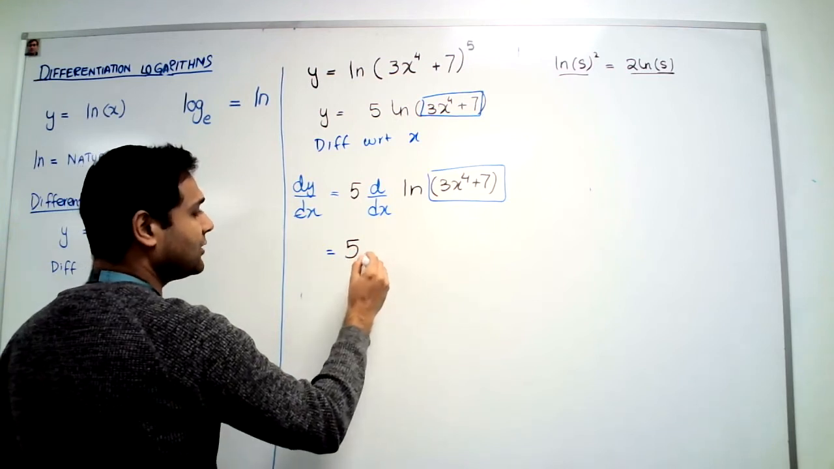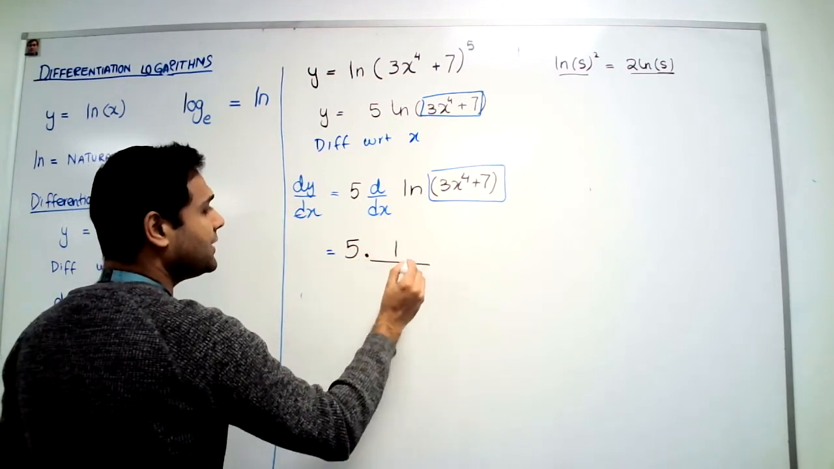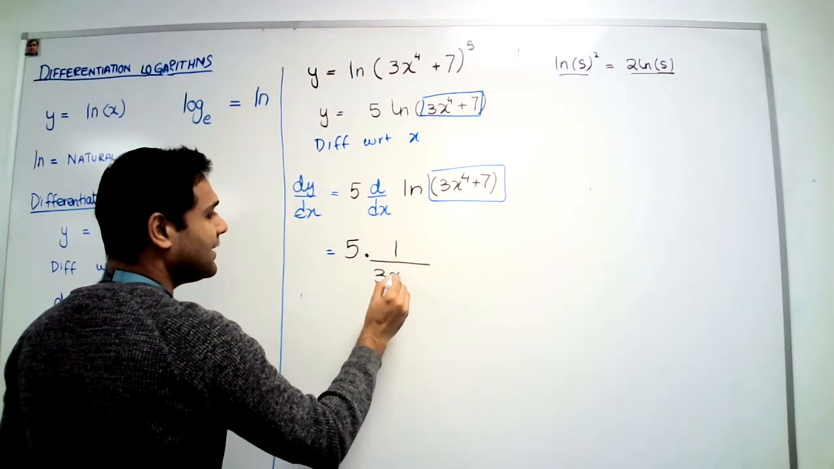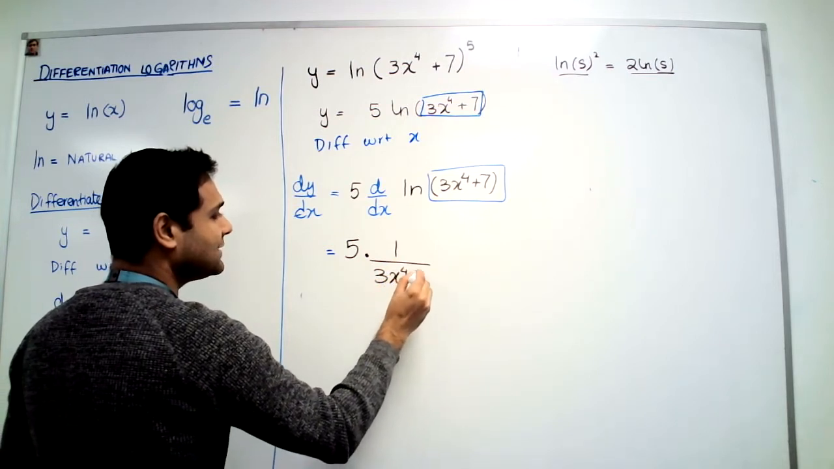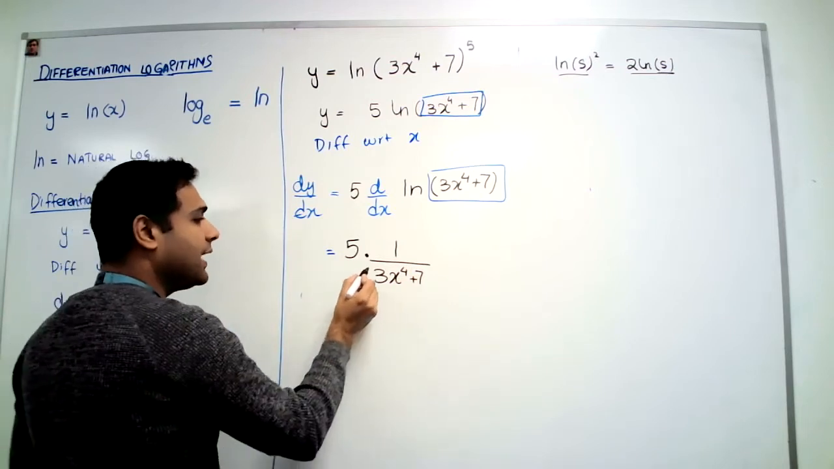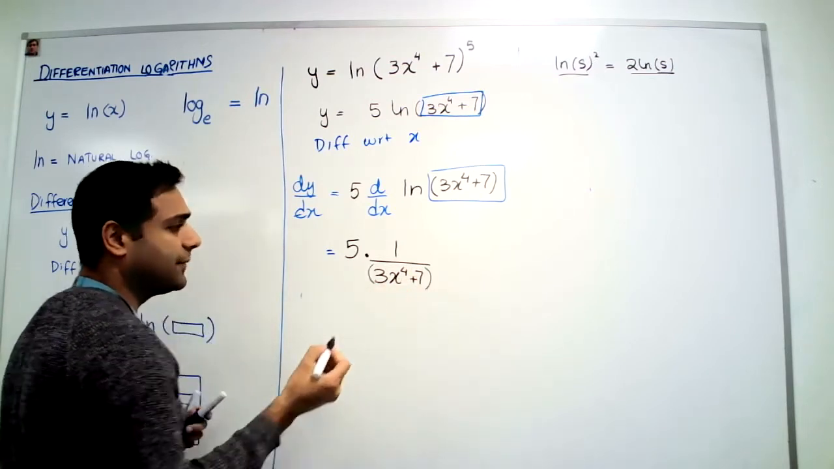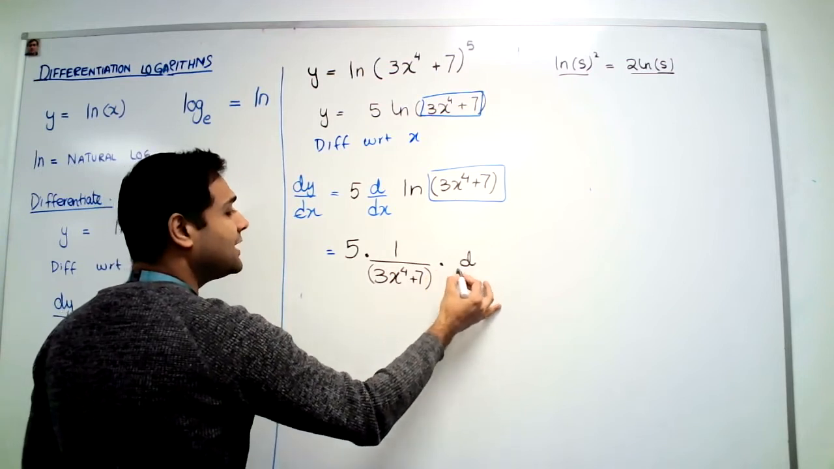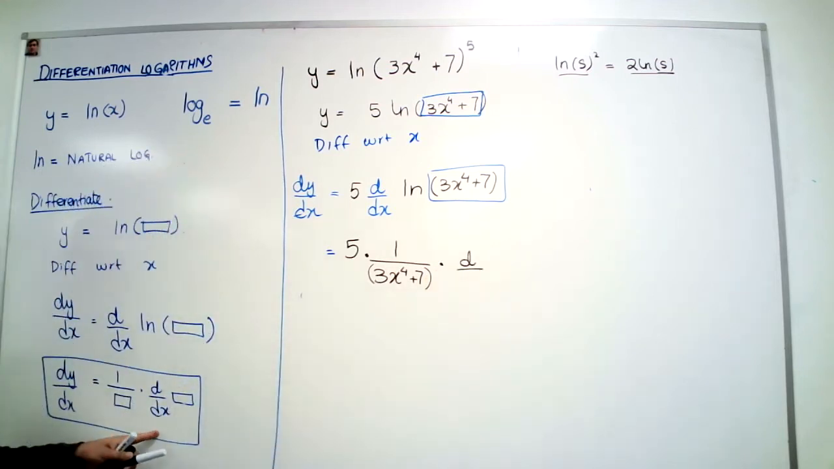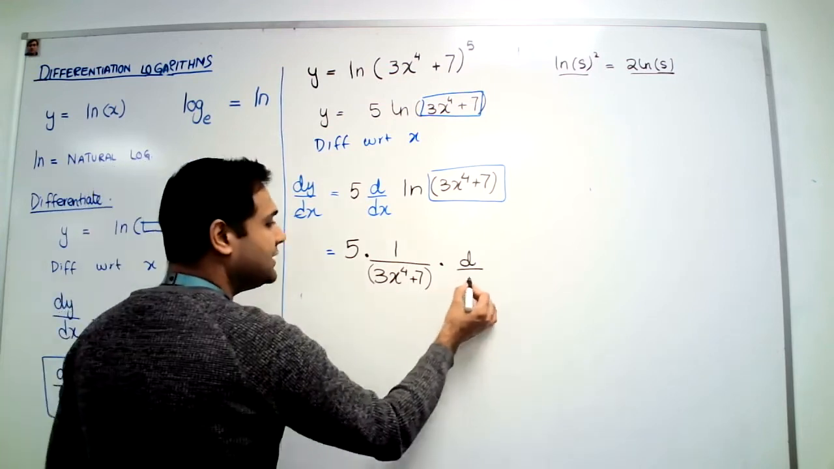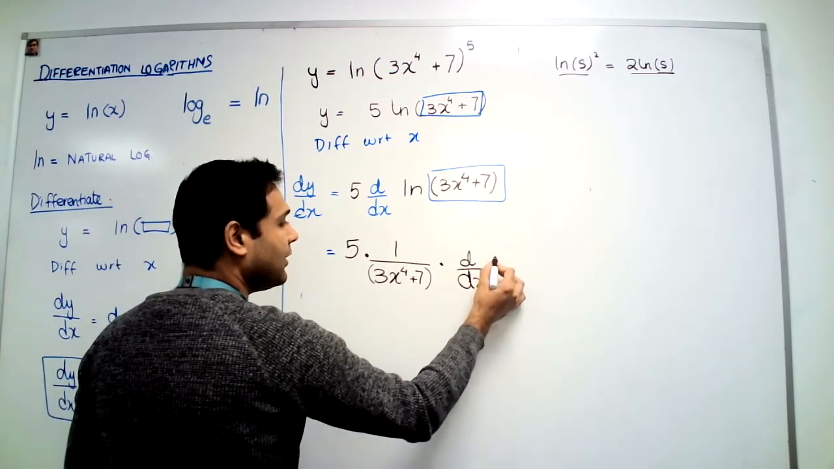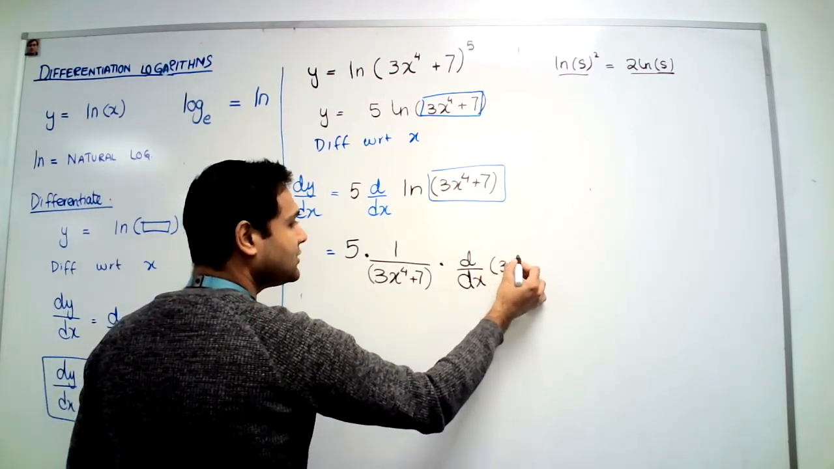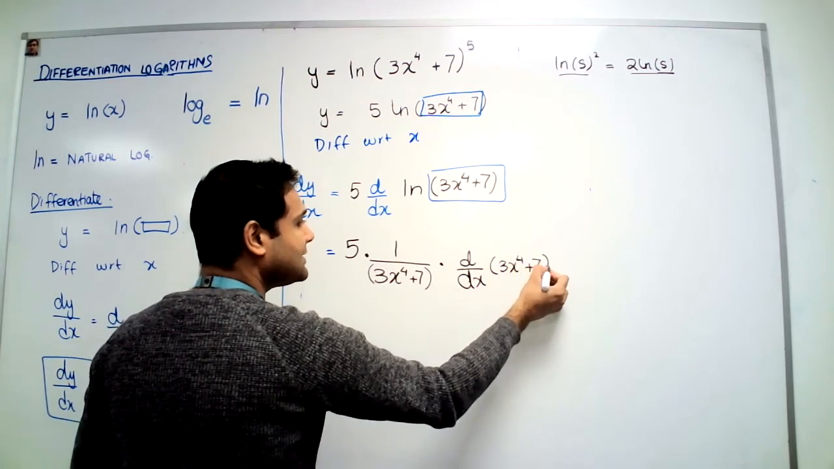And you know this dot means multiply. 1 over the box, 3x^4 + 7. If I want, I can put brackets. Now another dot. Now you need to differentiate the box as well. According to this rule, we have to differentiate the box. So I have 1 over the box and d over dx of the box. Now the box is 3x^4 plus a 7.